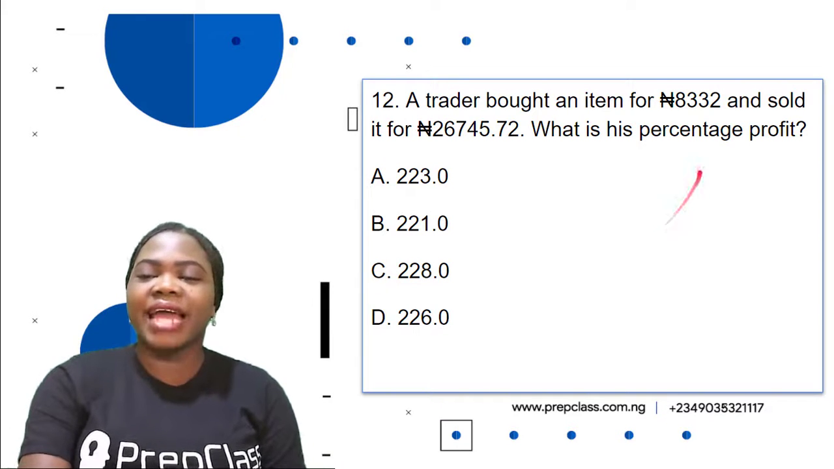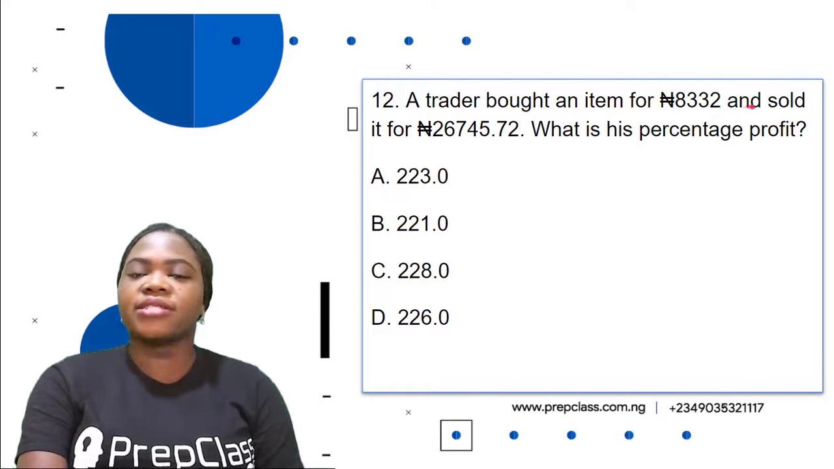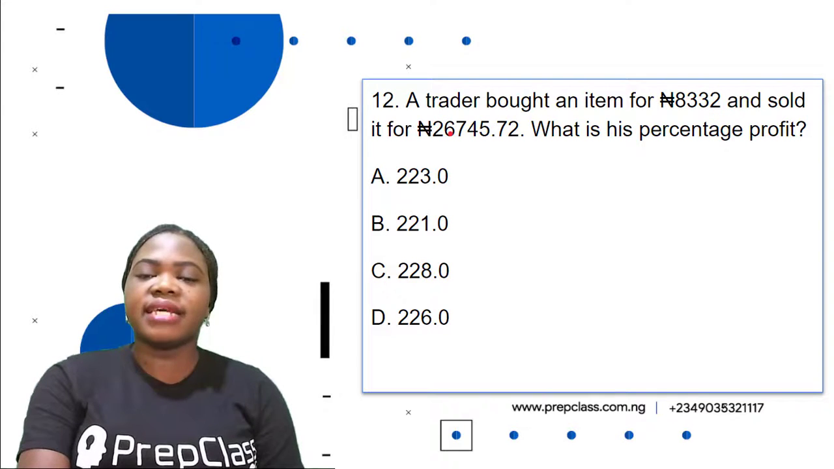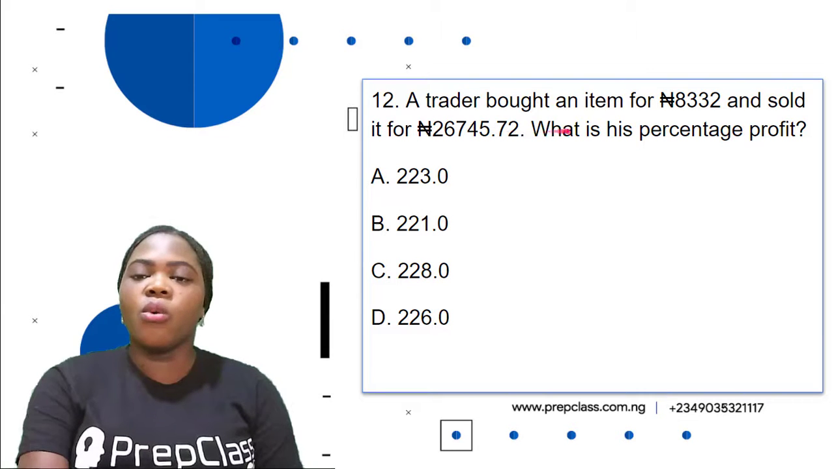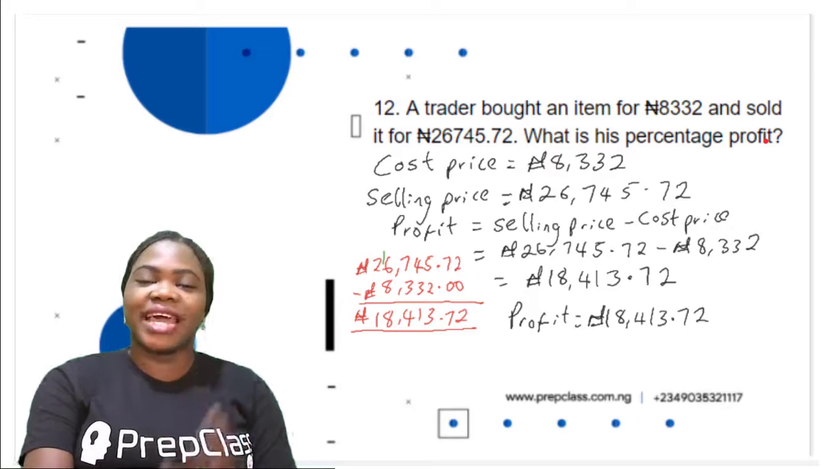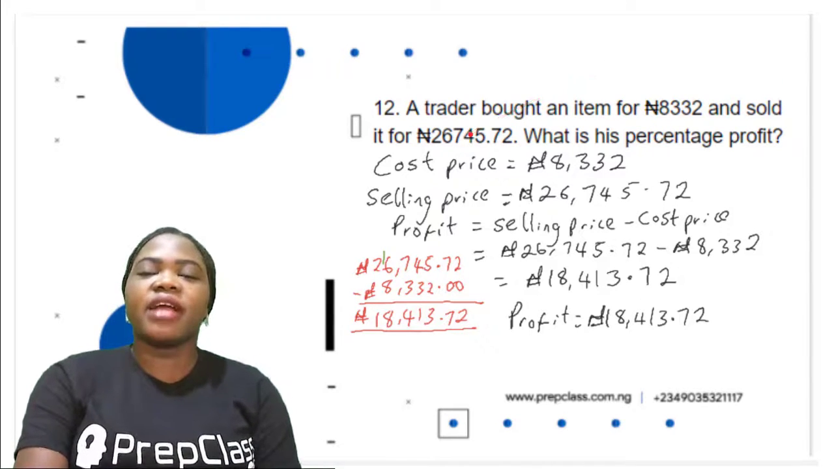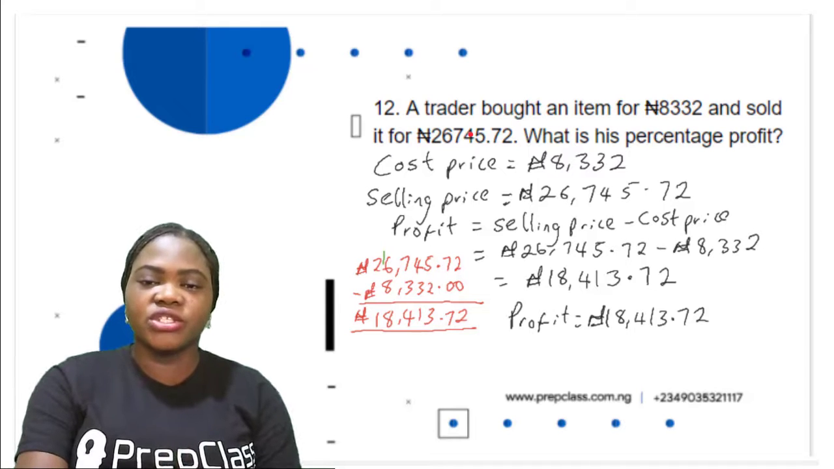A trader bought an item for 8,332 naira and sold it for 26,745 naira 72 kobo. What is his percentage profit? Wow, I love questions like this. It's very easy. Okay, so now let's bring out the information in this question.